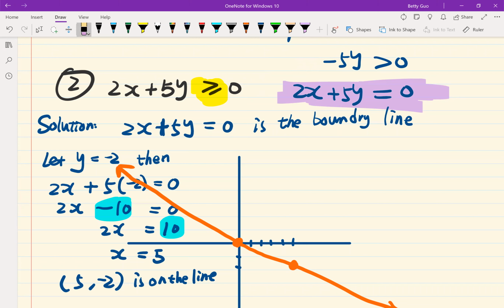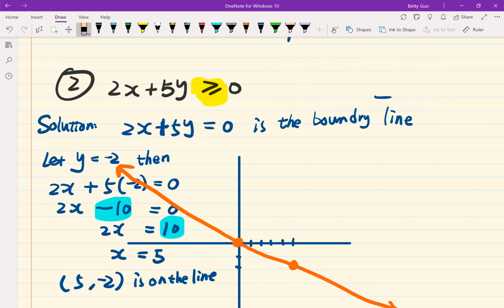All right, that's the first step. Can you guide me through the second step? What should we do? This boundary divides the whole plane in half, right? Half plane above, half plane below. And which half plane is the solution set? How do we know that? What's the second step?